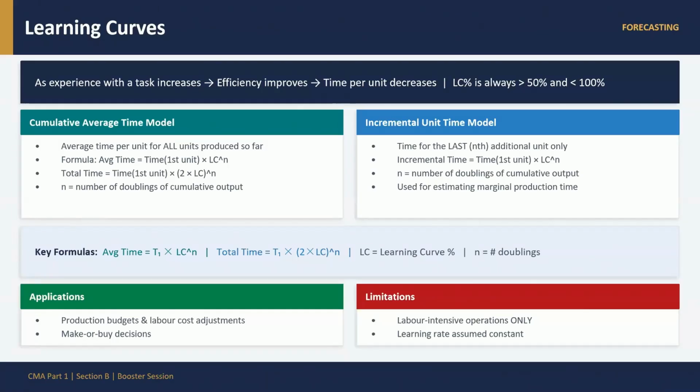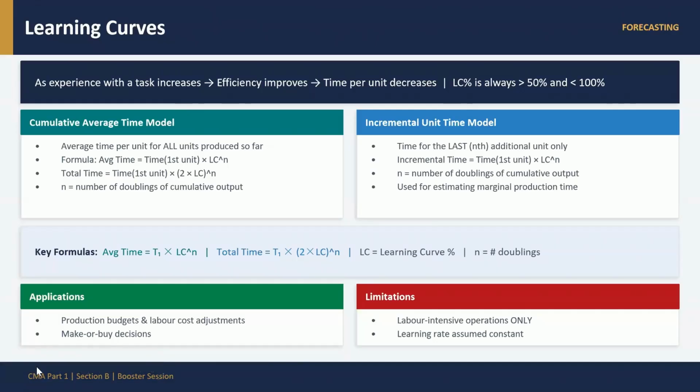So in learning curve, you should be proficient with the concept and this statement: the learning curve should always be between 50% and 100%. Then the formulas, average time and total time formulas.